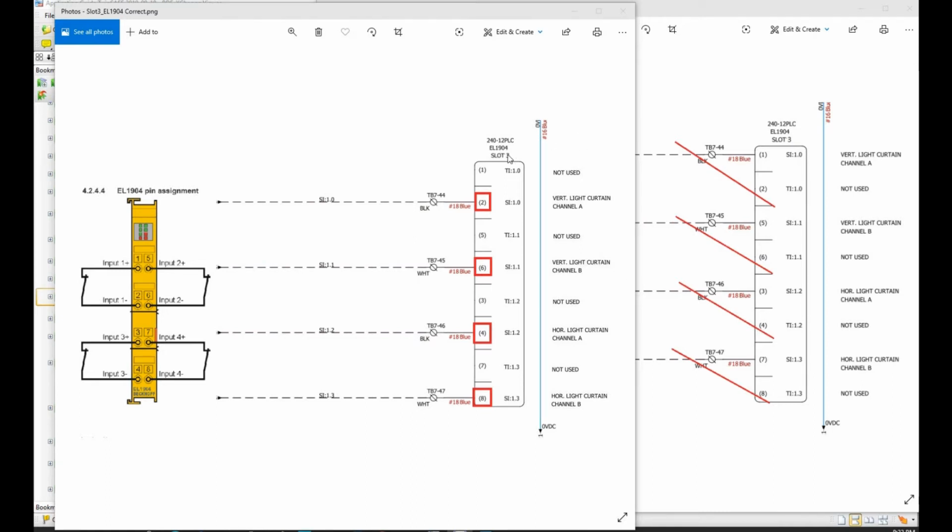So the key problem is, for each channel of the Beckhoff safety card EL1904, the test signal comes from the top terminal, and the actual process data needs to connect to the bottom terminal of each channel. The yellow card drawing on the screen comes from the EL1904 manual. However, in this manual it only shows input 1 plus and input 1 minus. It doesn't show which one is the test pulse signal and which one is the process data signal. So actually that input 1 plus is the test pulse signal, and the process signal is the minus.